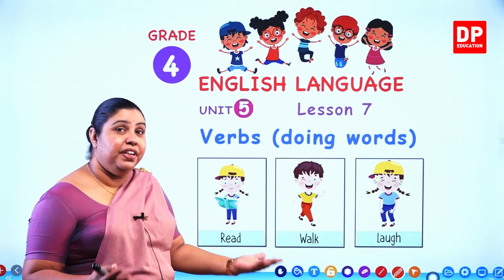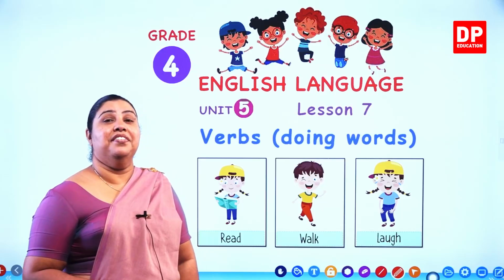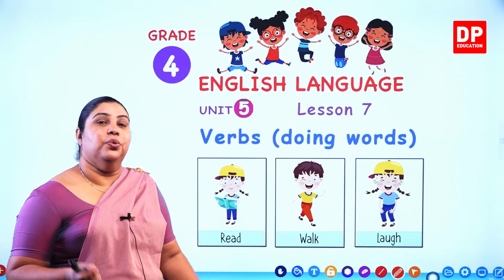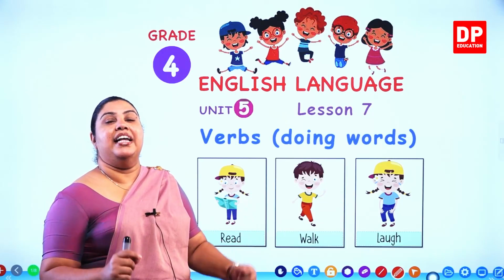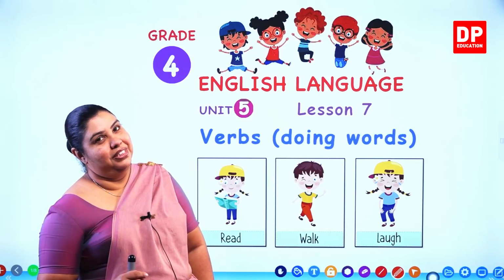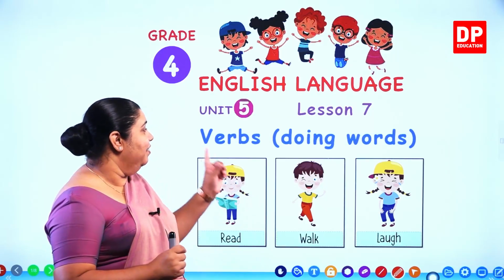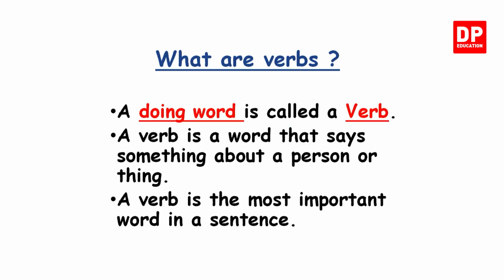It is something that we do. Laugh. Laugh. Laugh is something that we do. So in our lesson today, we are going to talk about the things that we do. Verbs. Come with me. We'll start lesson number 7, verbs, doing words. Right. What are verbs? A doing word is called a verb.